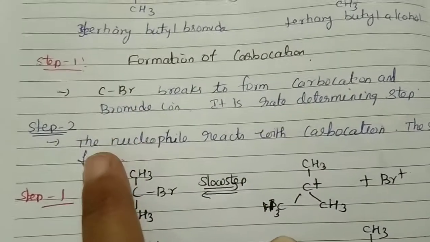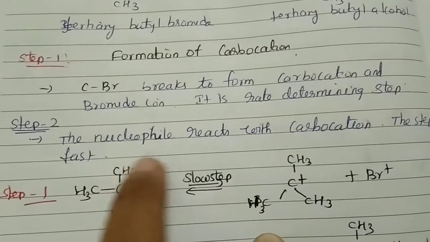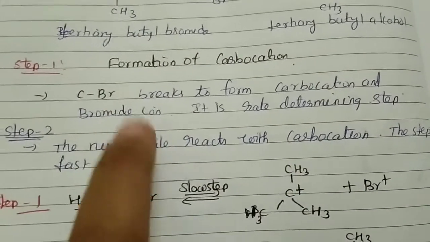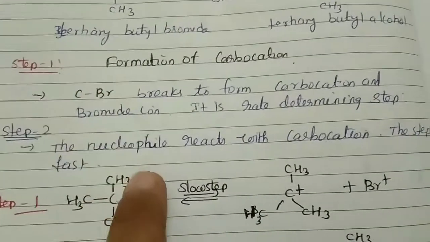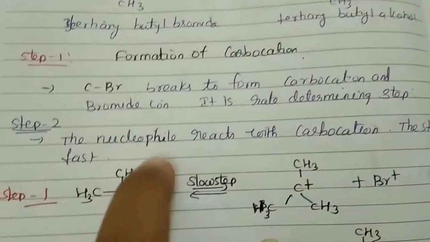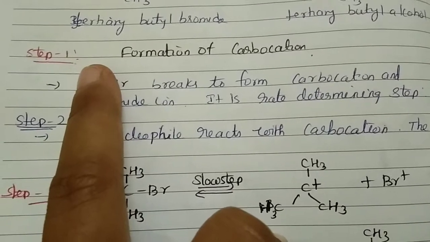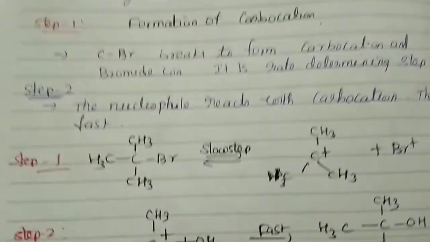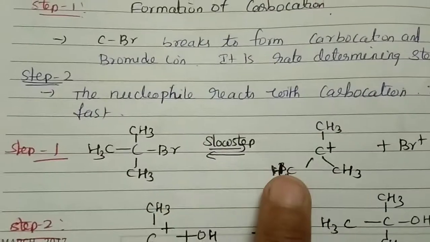Step 2, the nucleophile reacts with the carbocation. This step is fast. Step 1 is the slow step, step 2 is the fast step. So step 1 is the rate determining step, and the rate of reaction depends upon only the alkyl halide. Step 1, slow step.